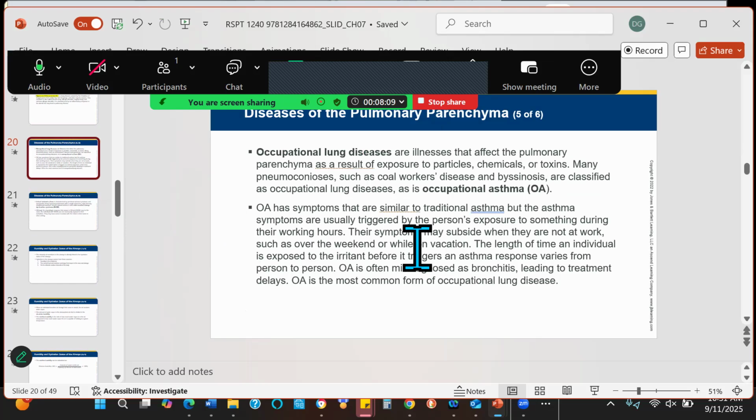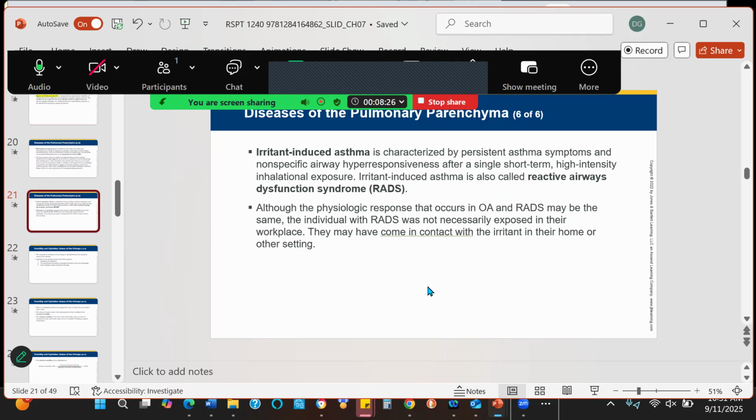Occupational lung diseases are real. There's certain things inhaled in the workplace, occupational asthma, it's called. And the number of years of exposure and the intensity of the exposure determines how severe. That's probably enough on that right now.